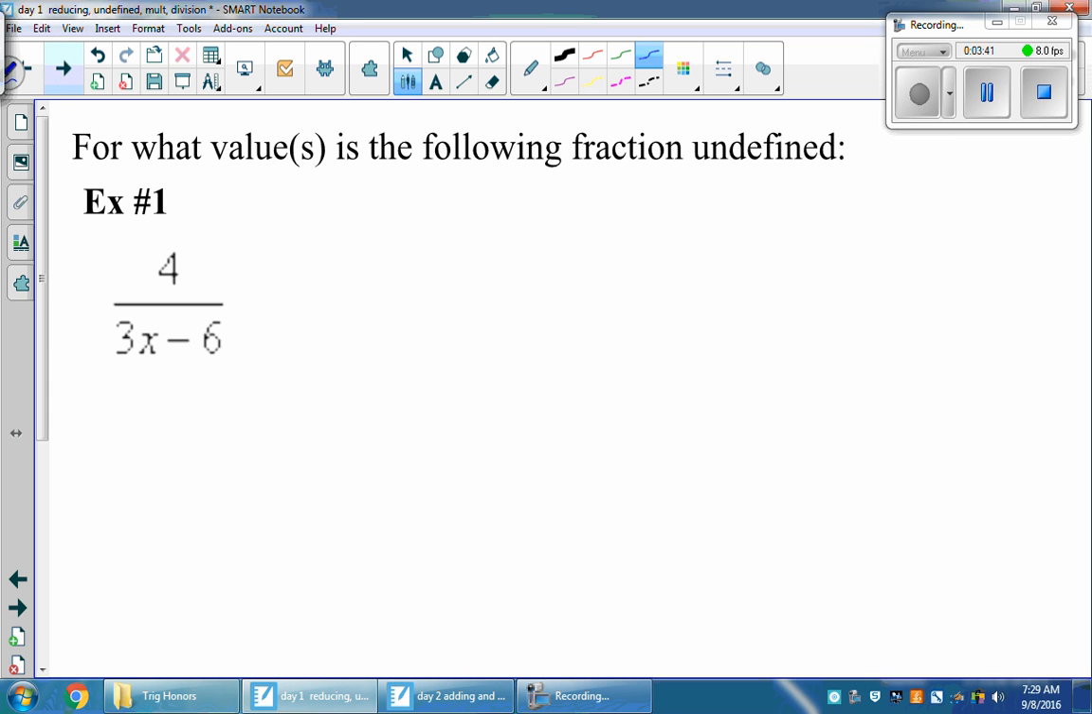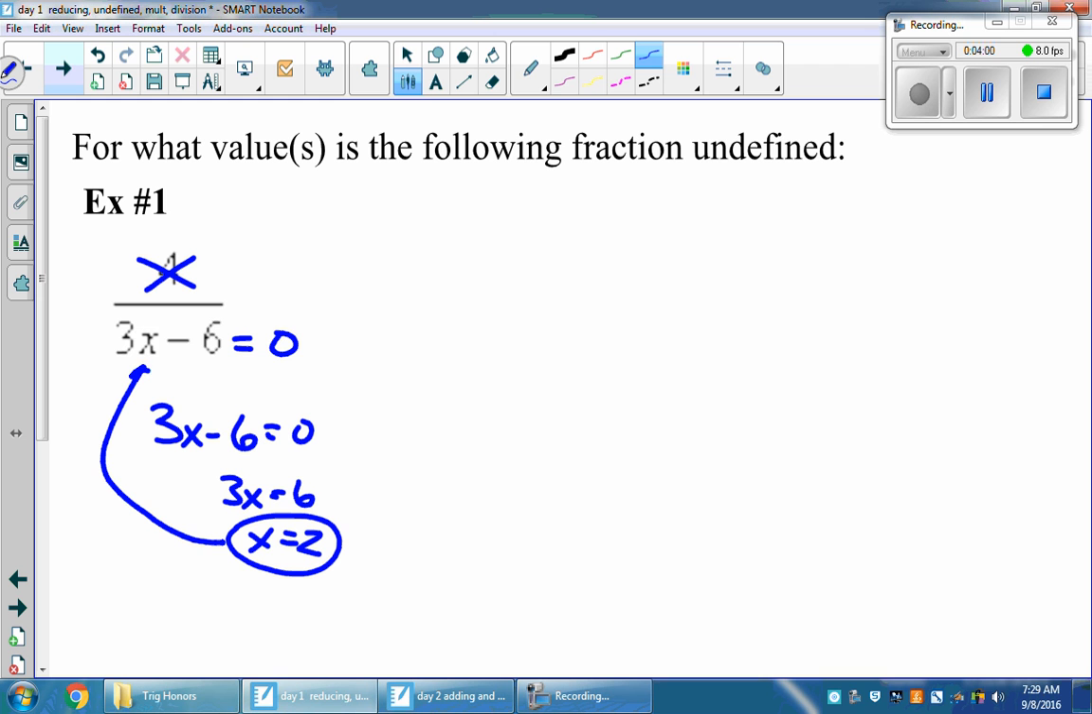All right, let's go on to undefined. Undefined, when the bottom of the fraction is equal to 0. I don't care what the top is. Set the bottom equal to 0. Solve it. 3x minus 6 is 0. 3x equals 6, so x equals 2. When I plug 2 in there, 3 times 2 is 6. 6 minus 6 is 0. The fraction is undefined. So my answer would be, I would put it in a little solution set, 2.